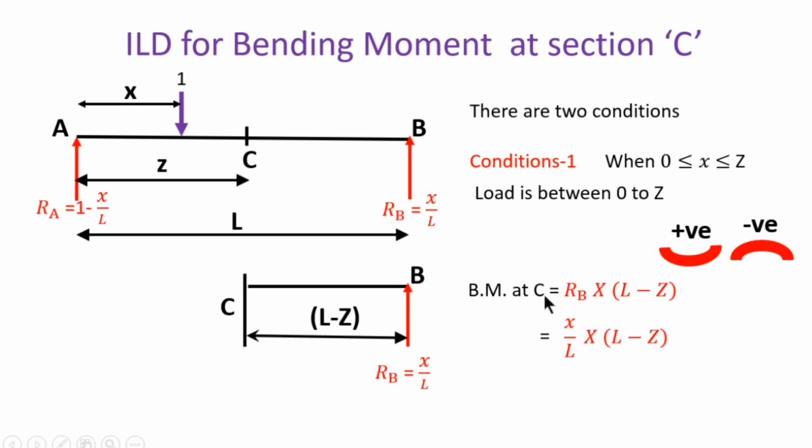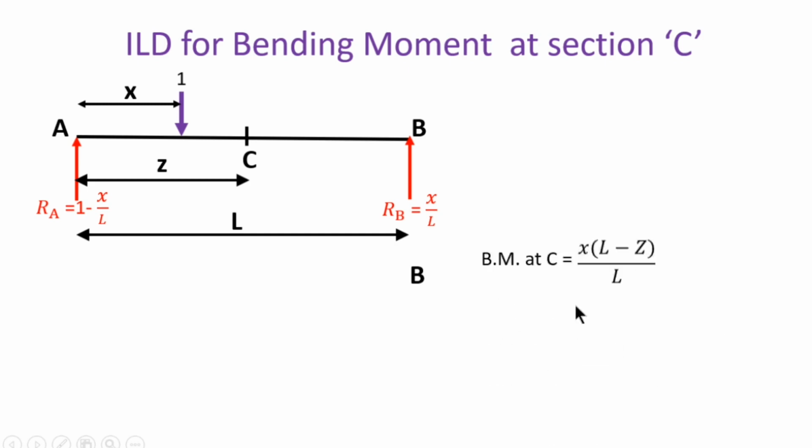So the bending moment at C when the load is between 0 to Z, the equation is x by L into L minus Z by L. So simplify this: x into (L minus Z) divided by L. So now we got the equation of the bending moment. Now put the limits 0 and Z.